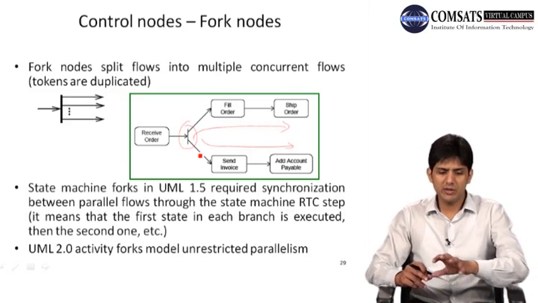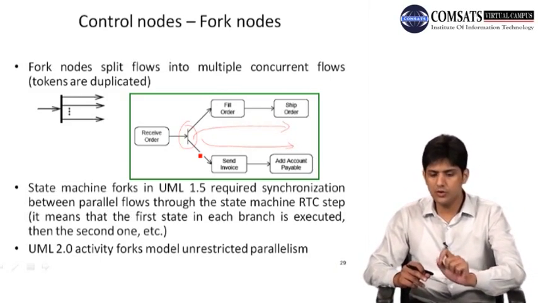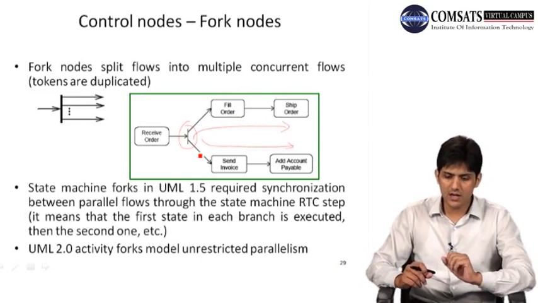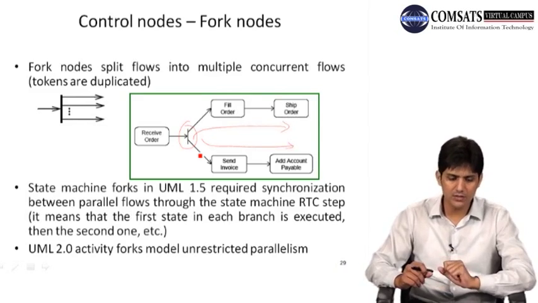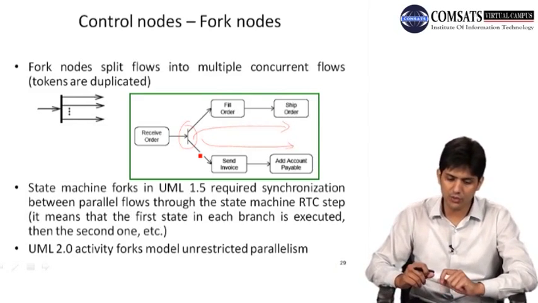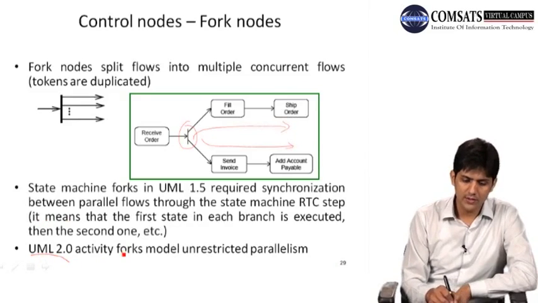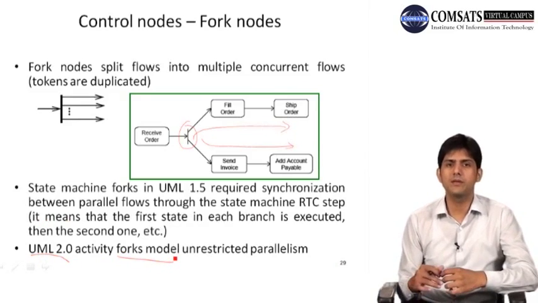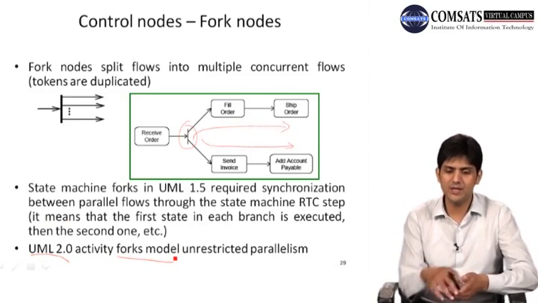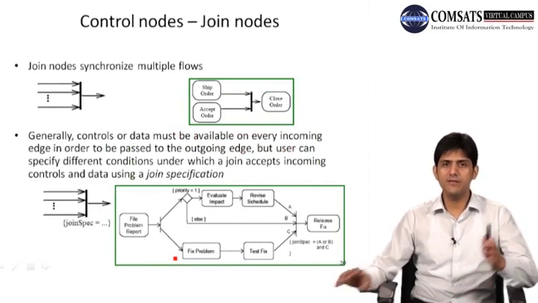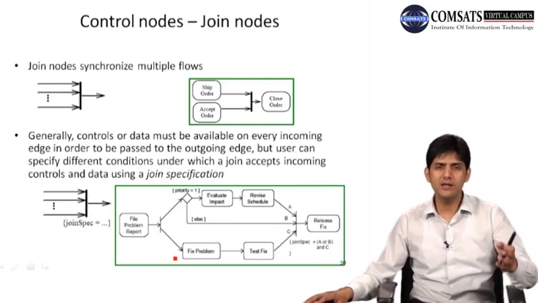This is something related to UML 1.5: state machine forks in UML 1.5 required synchronization between parallel flows through the state machine RTC step. UML 2.0 activity forks model unrestricted parallelism. From 2.0, these fork models let you represent unrestricted parallelism inside your activity diagrams.